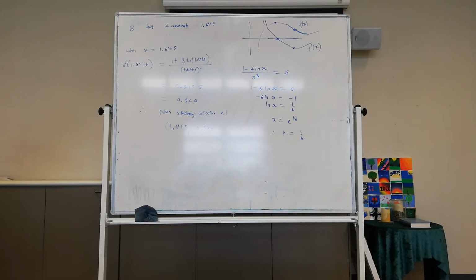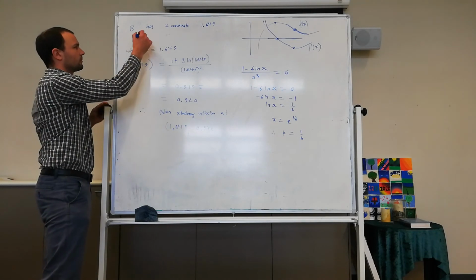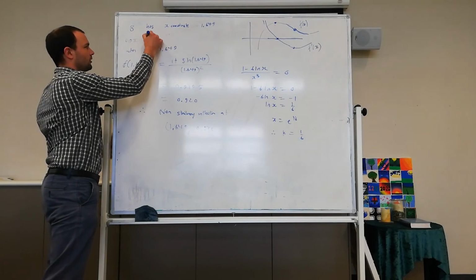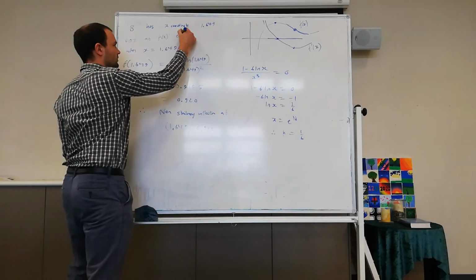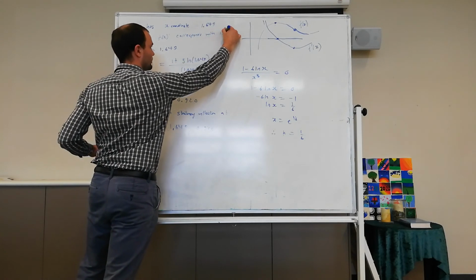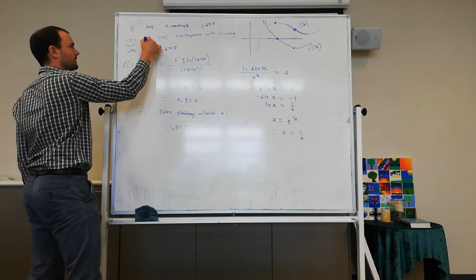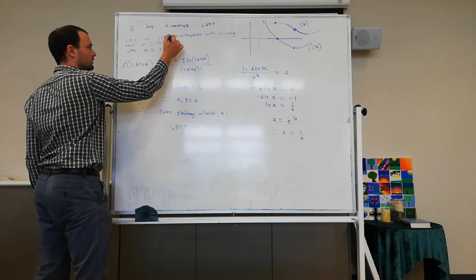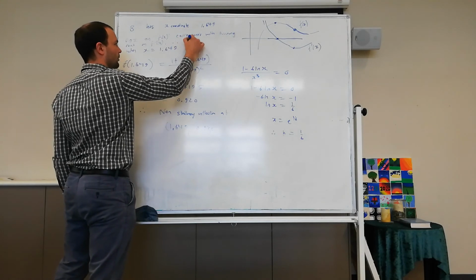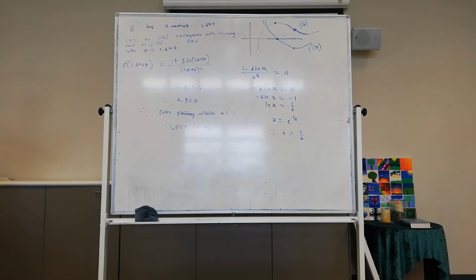Just in how we should communicate this, we can say point of inflection on f of x corresponds with turning point on f dash of x. Therefore, point of inflection when x is 1.649. And we've found the corresponding y value.